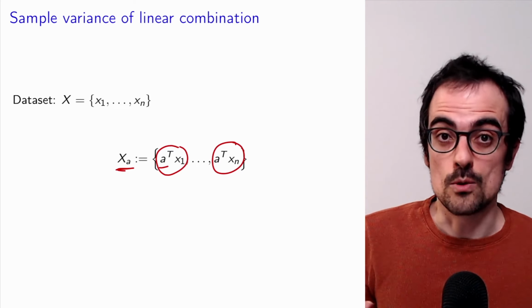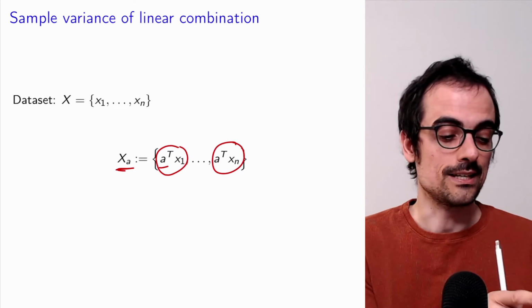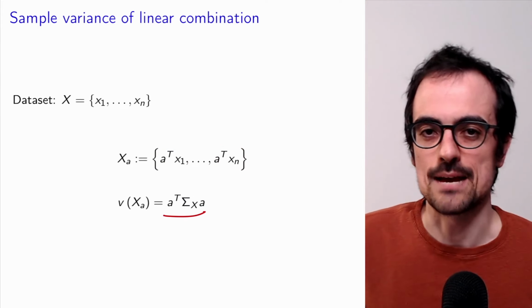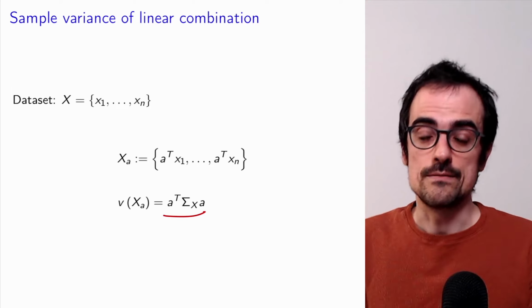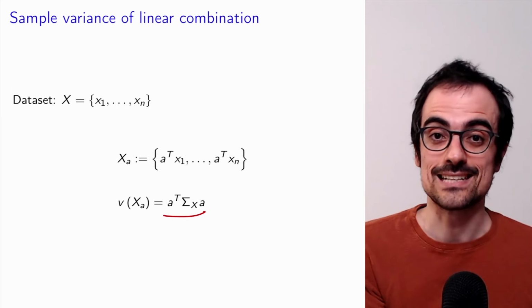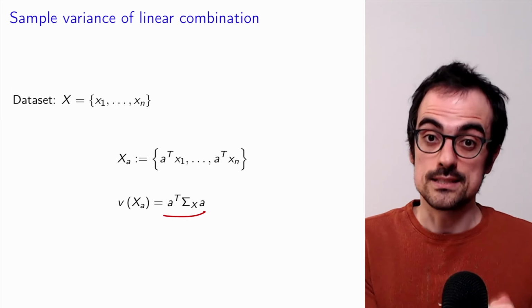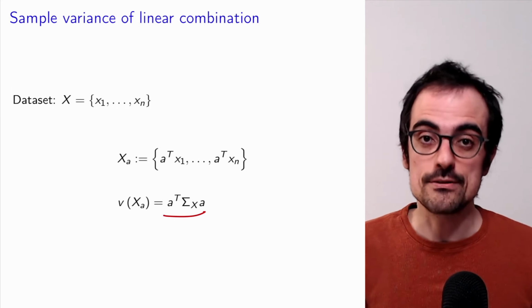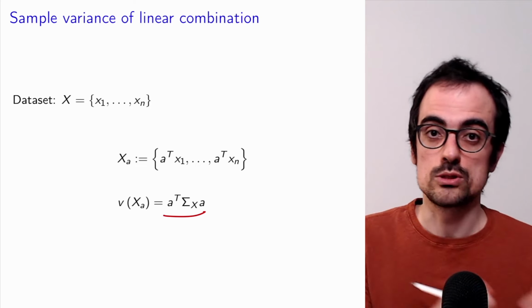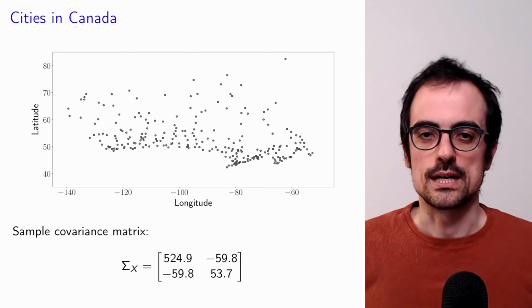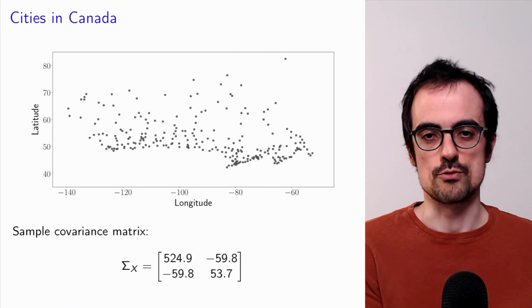Luckily, we know how to compute the sample variance of these inner products. This is just given by A transpose times the sample covariance matrix times A. As we show in the video on the covariance matrix, this is exact. It's not just an approximation because of what happens with the covariance matrix of a random vector. You get exactly the sample variance by computing A transpose times the sample covariance matrix times A. Take a look at the video on the covariance matrix if you don't remember that.